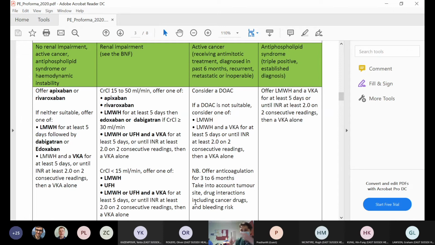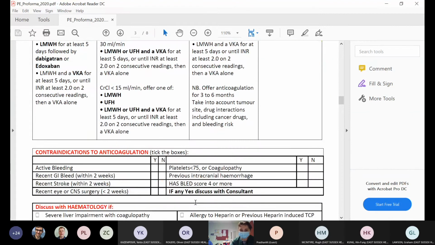And people with a complicated situation, like antiphospholipid syndrome, warfarin is the main treatment to continue, with Clexane initially. The other basics you can find in the NICE guidelines.